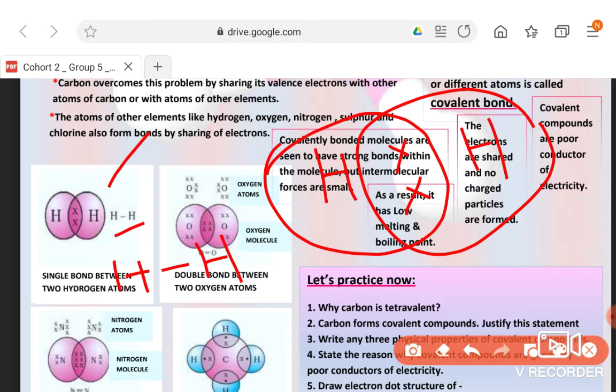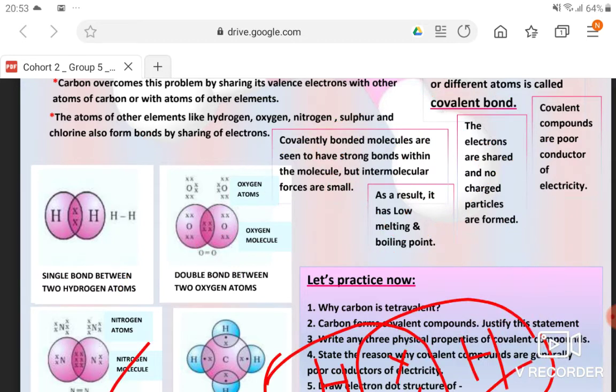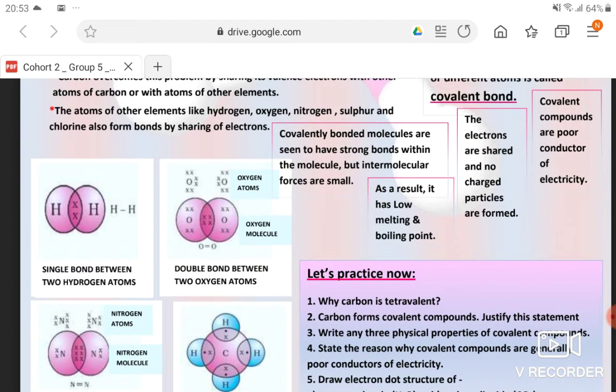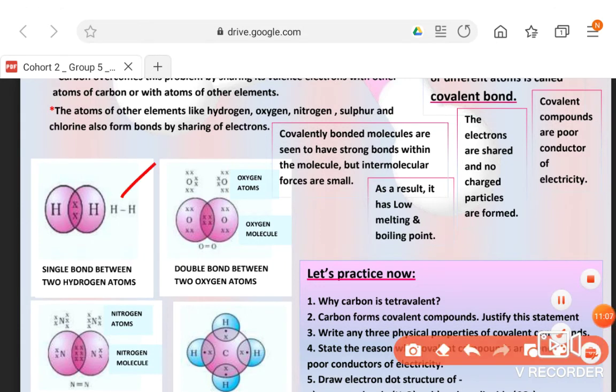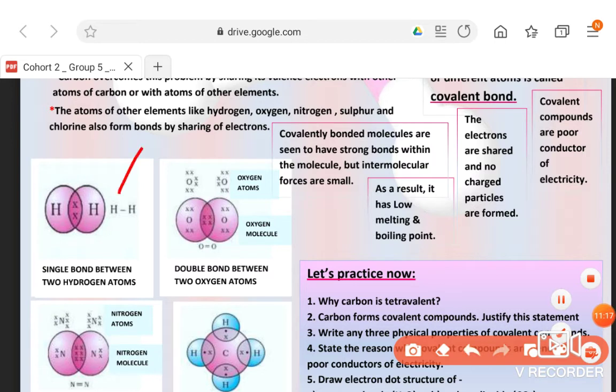This is the electron dot structure, and the second one shown here is known as the structural formula. Its molecular formula, as you all know, is H2 for hydrogen. This is also known as a single bond, because one pair of electrons is shared.